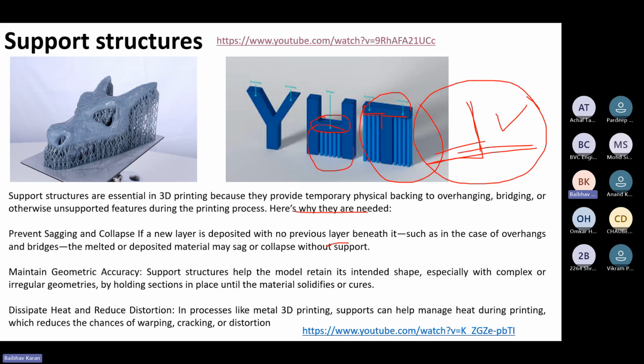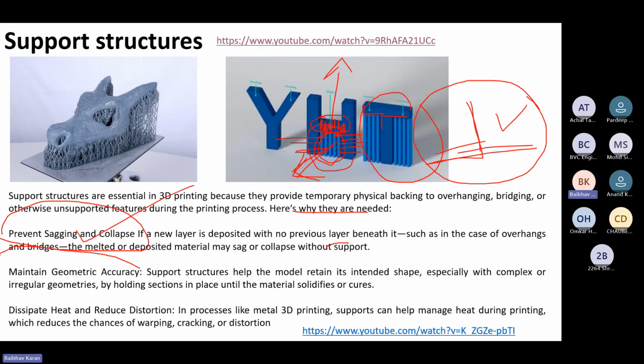The reason we need support structure is to prevent sagging and collapse. The thing is, if there is no material at the bottom of this, the printer will start printing these two layers first. And then when it comes here, there will be loose powders here. Of course, it will just print here, but there will be just loose powders below that. So the solidification will not be proper. And the strength of this part will be very weak. That means it will collapse easily. That's the reason we need support structure.